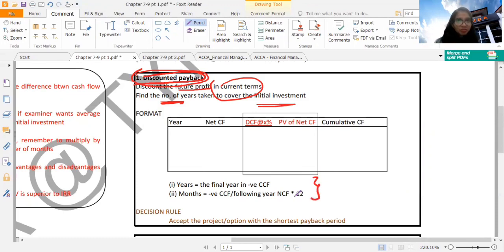For your decision rule also, the concept remains the same, where you accept the project with the lowest payback period. Why do you accept the project with the lowest payback period? Because a project with a lower payback period means that you get back your money faster than getting it later. So it's good because you get back your money faster. So that is the concept of your discounted payback period.